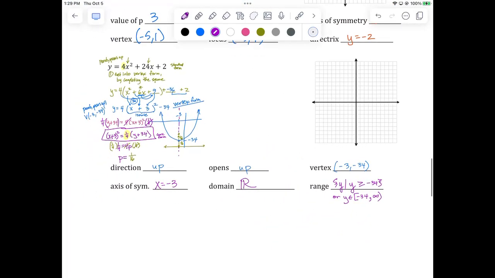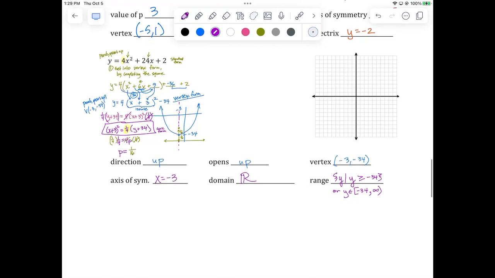Now notice there are two things that are missing from this list that we need to add. It's not asking us for the focus, so we'll add it ourselves. And it's not asking us for the directrix, which we'll add ourselves. And the reason it didn't ask these, I think, is because the 1/16 is an ugly number. But we'll deal with it.